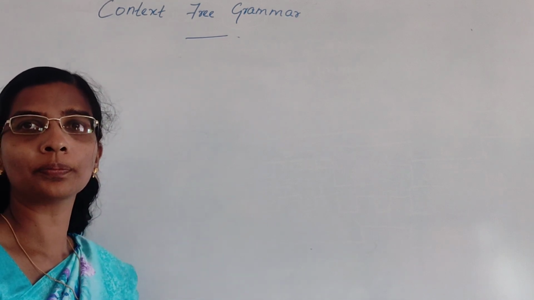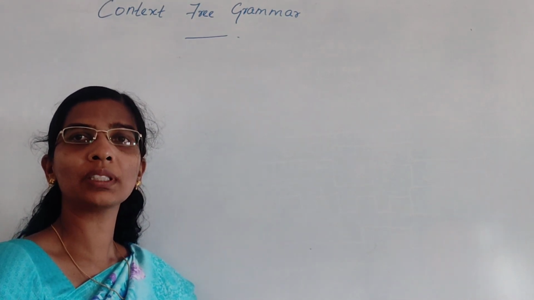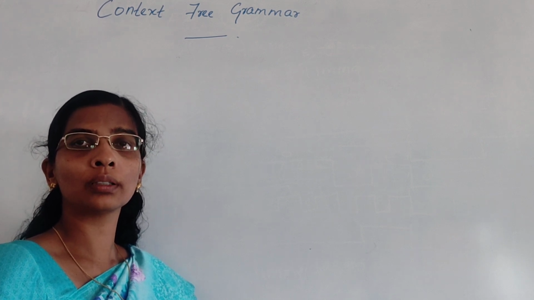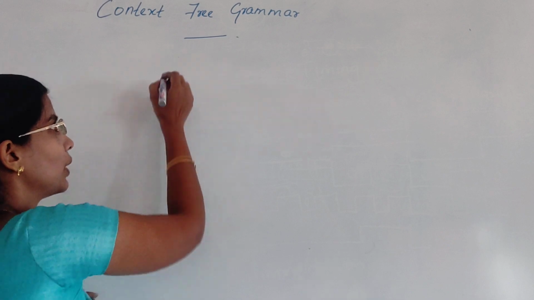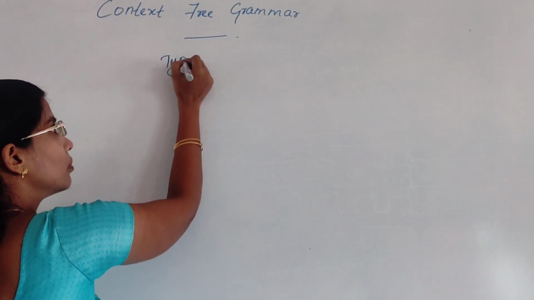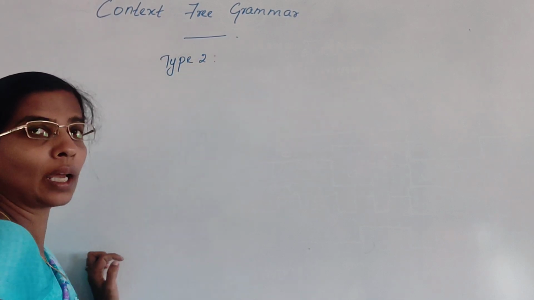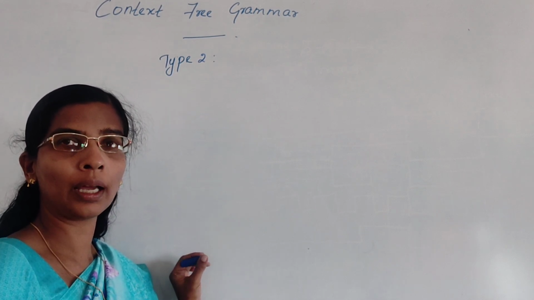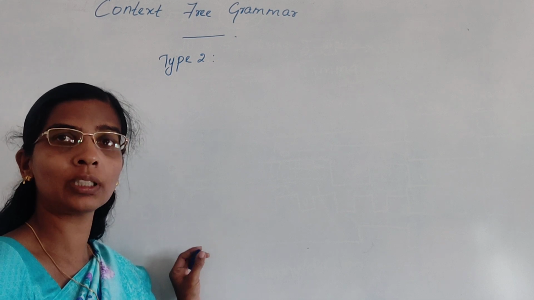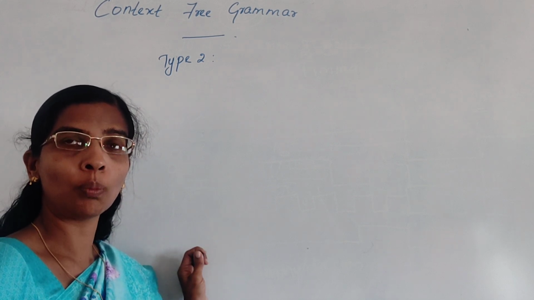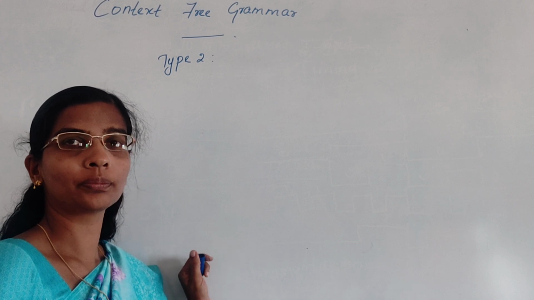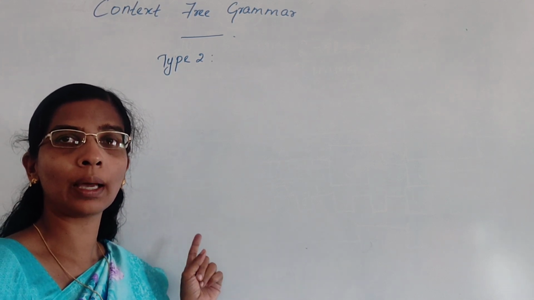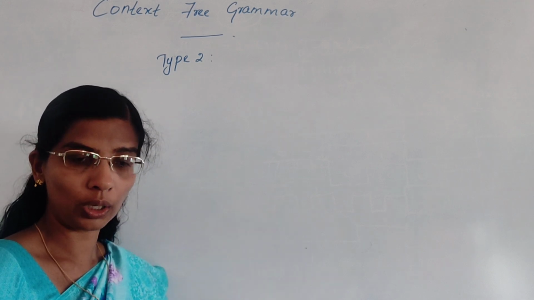Context-free grammar. So we have studied different types of grammar, and you know type 2 is context-free grammar. Type 2 grammar, or it is known as context-free grammar, and the corresponding language is context-free language, which is accepted by your push-down automata. So in the third module, we will be learning about context-free grammar and the push-down automata.